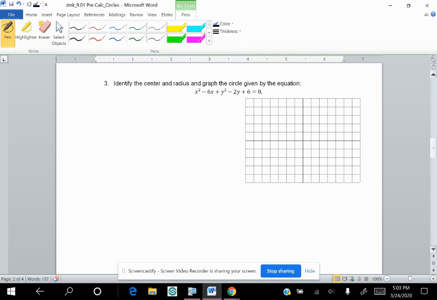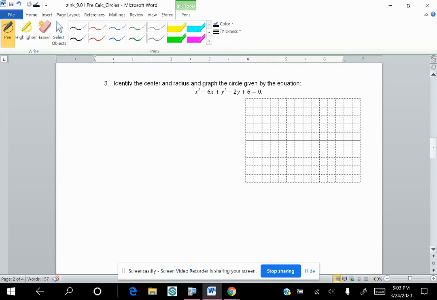Number 3, identify the center and radius and graph the circle given by the equation. Then we're just doing a rough sketch of our graph because we don't have a compass. Also, with the last two, the grid was just given as an optional grid. You didn't have to graph it on those.